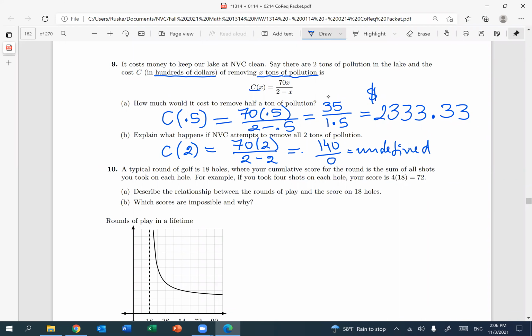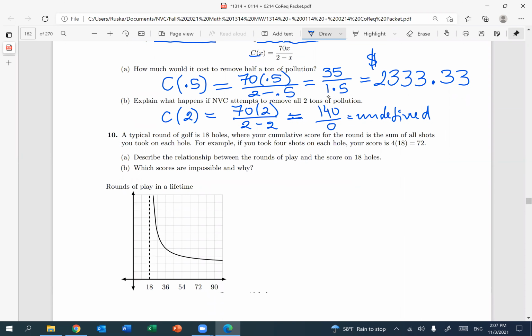Now think about what undefined means in this case. How much is it going to cost you? What does that mean, any ideas? The cost of removing 2 tons of pollution would be infinite. Good job, that's right. So it's going to be infinity. You don't have enough money to clean that. It's impossible. Everybody understand that? You got it right the first time. Okay, let's look at number 10.